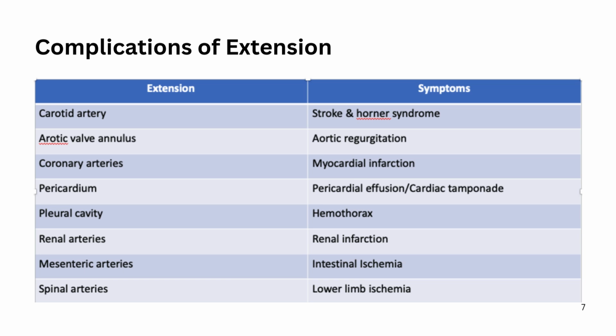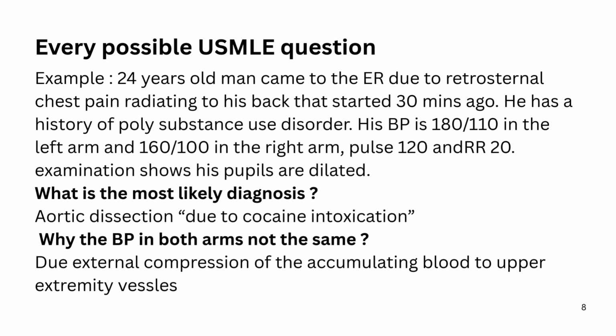If dissection reaches renal arteries, mesenteric arteries and spinal arteries, this causes renal infarction, intestinal ischemia and lower limb ischemia, respectively. Now let's see all the possibilities in which the USMLEs could ask with regards to aortic dissection. We will use one scenario to test it all.